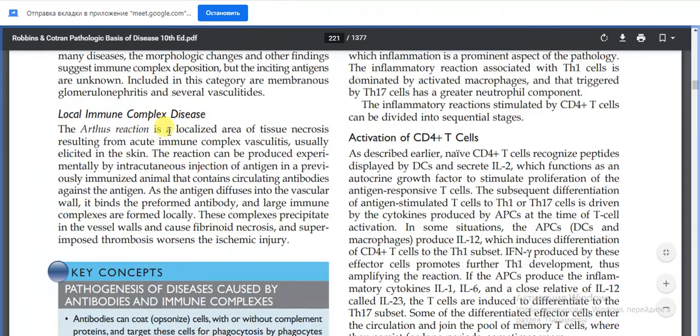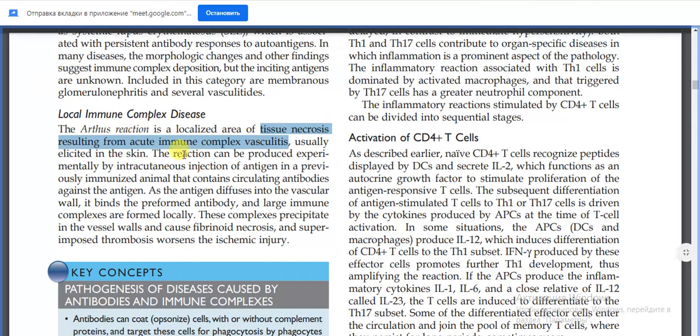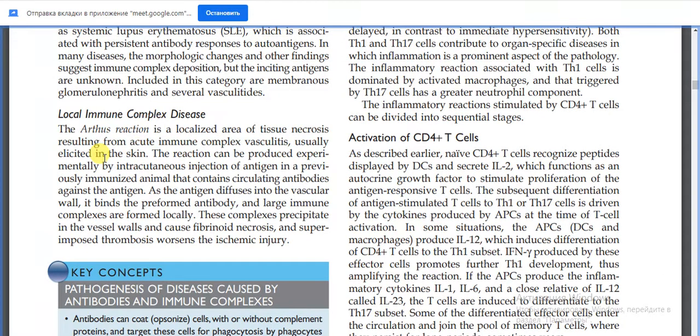We also have local immune complex disease. An example of this is the Arthus reaction. It is localized in an area of tissue necrosis resulting from acute immune complex vasculitis, usually elicited in the skin. The reaction can be produced experimentally by intracutaneous injection of antigen in previously immunized animals that contain circulating antibodies against the antigen.